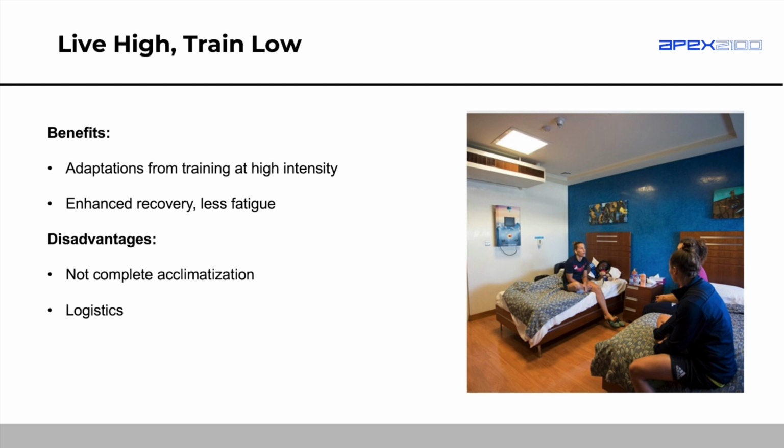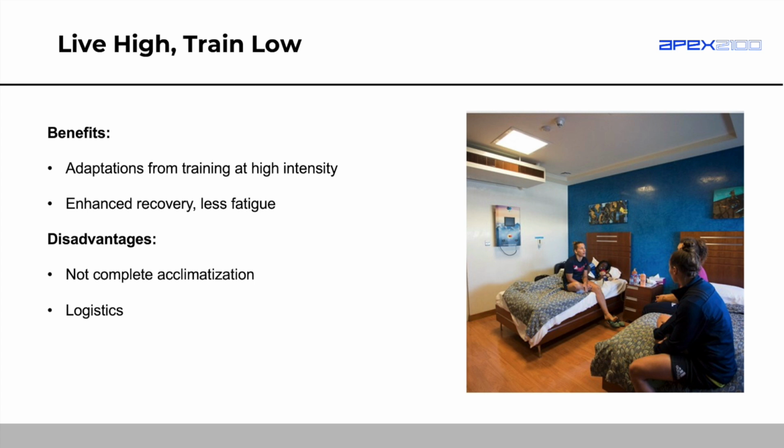I'm going to have enhanced recovery and less fatigue, because training at a lower altitude can promote better recovery, because we have improved oxygen supply to the muscles, which leads to less fatigue. However, the disadvantage is I'm not getting the complete acclimatization. So I've still got acclimatization adaptations because I'm living high, which still stimulates the kidneys to produce EPO to increase my red blood cells, but maybe it's not at the same level as if I was training high as well.